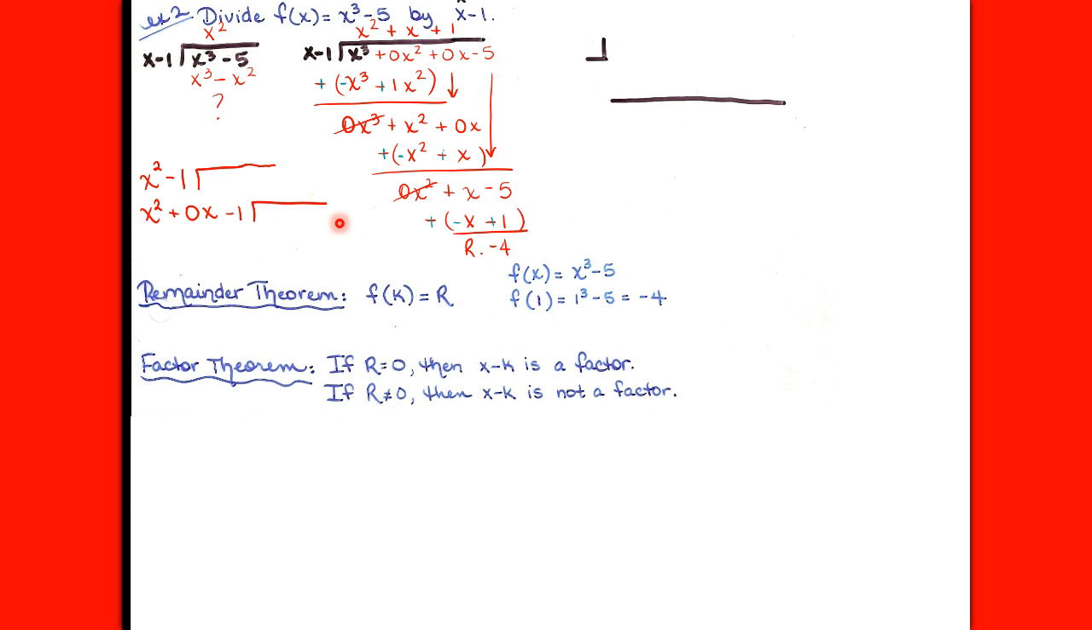By the way, if this had been being divided by x squared minus 1, could you use synthetic division for that? No, not in that x minus k form. So in that case, I would have to do the long division.